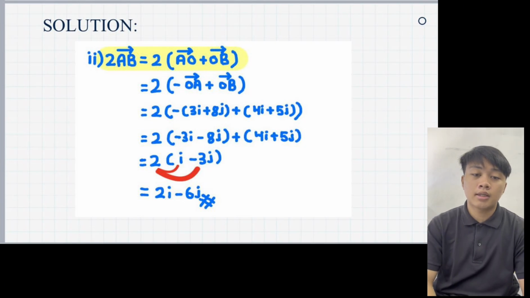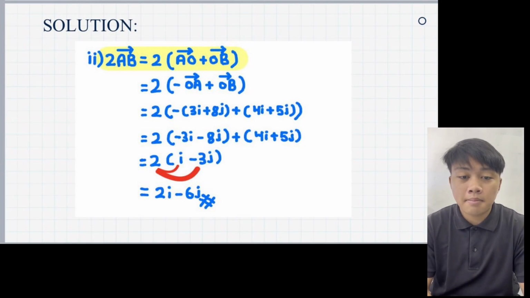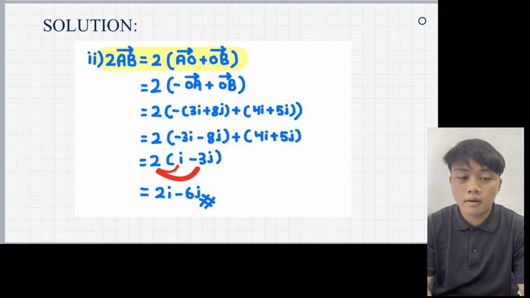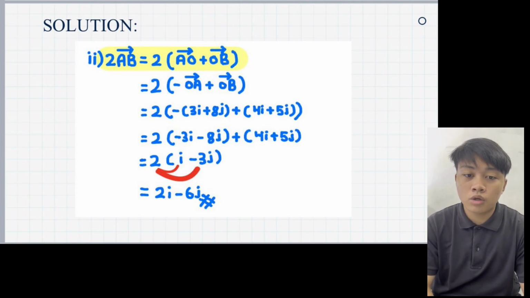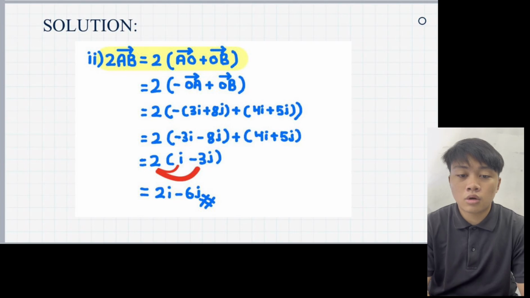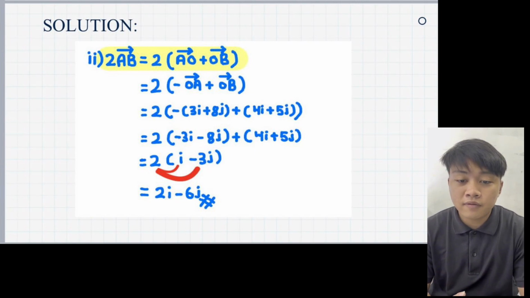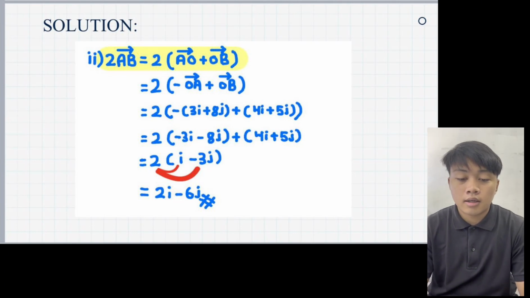And the second question is 2 times AB. So we just put the value of the calculation that we just got from the first question, but you need to multiply it by 2. So we calculate the AB first, and then we multiply it with 2, and then the value is 2i minus 6j. That is all.